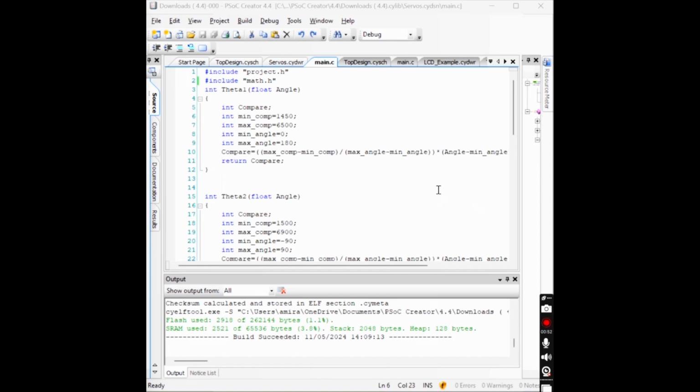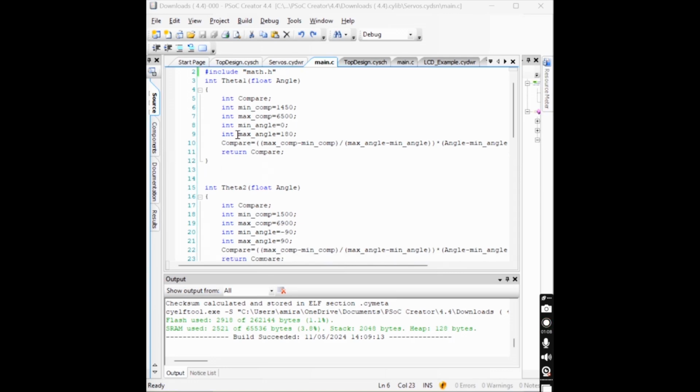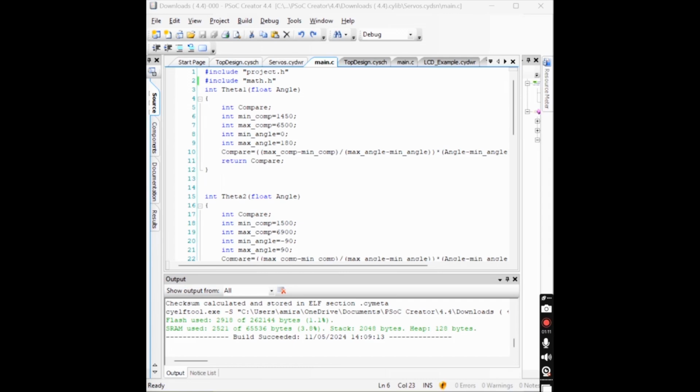Here is the first line of code that we have. First, we label line 1 as project H, second line math H, and of course the minimum and the maximum, which are used to convert the angles in degrees to a PWM signal value for controlling the servo. It uses linear mapping between minimum and maximum angle values to corresponding PWM compare values, and calculated compare, which you see around here, so the PWM value is sent based on the angle.